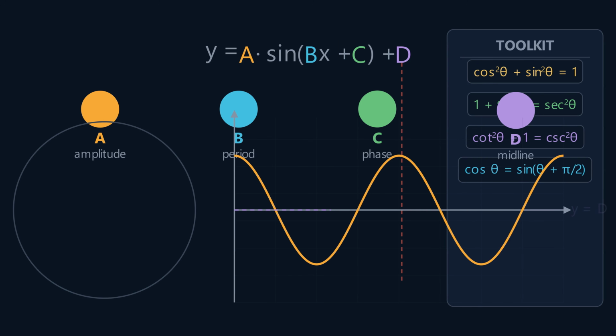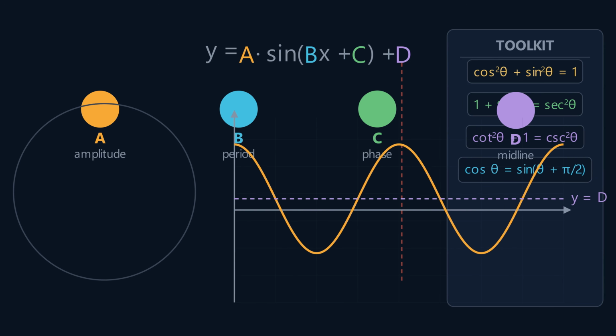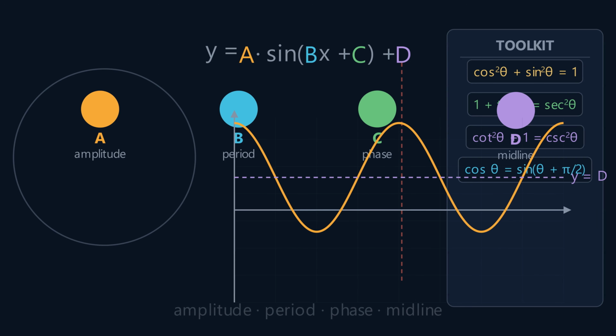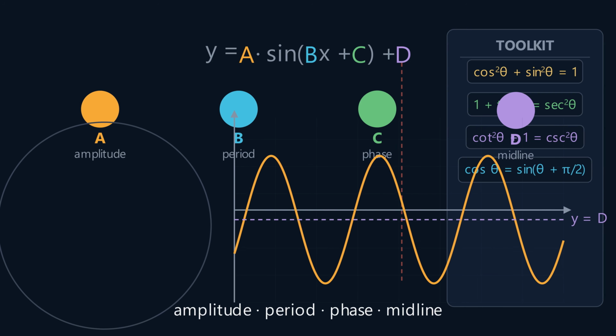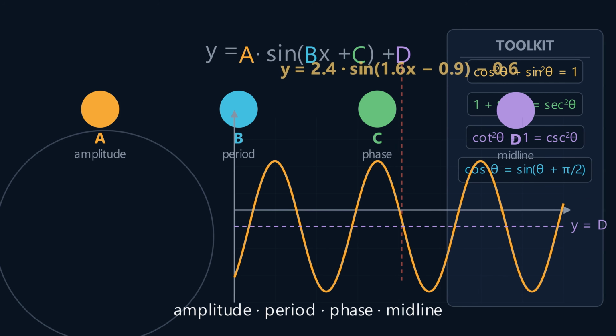And D just lifts the whole thing up or down. It is the midline, the level the wave oscillates about. On the circle, it is simply moving the circle's center. Amplitude, period, phase, midline. 4 knobs, and you can build any sine wave that exists.